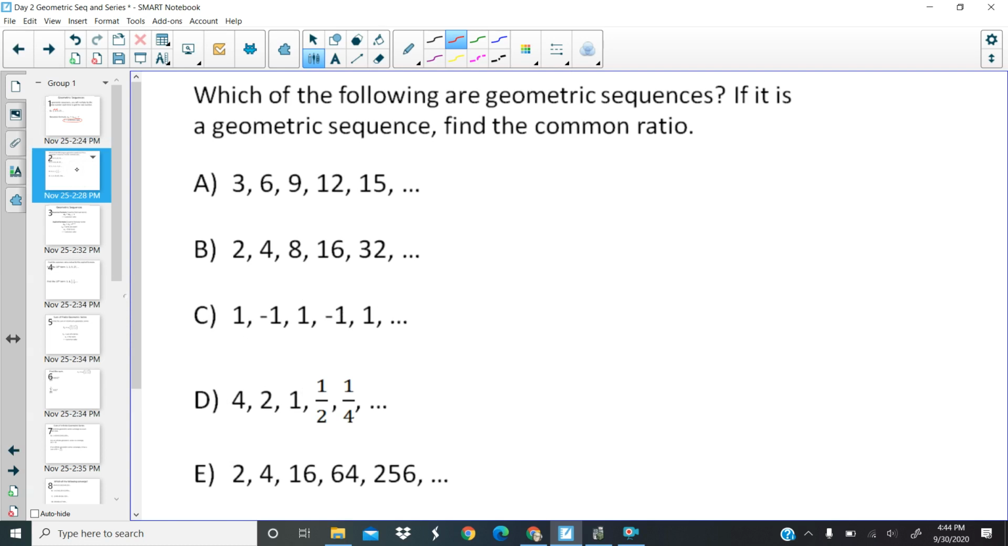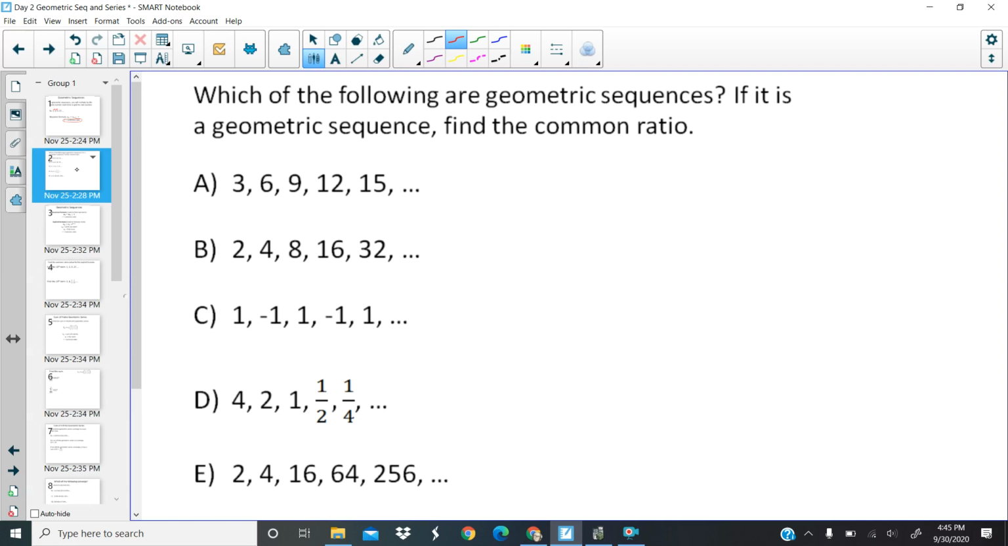So this is just asking which of these are geometric sequences, and if it is, find the common ratio. So what I want you to do is pause it and look through and see if you can figure out which ones are geometric sequences, and then unpause and we'll go through them together.